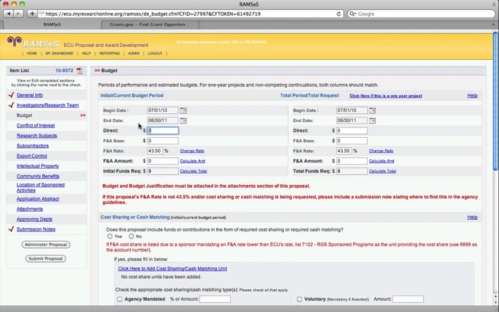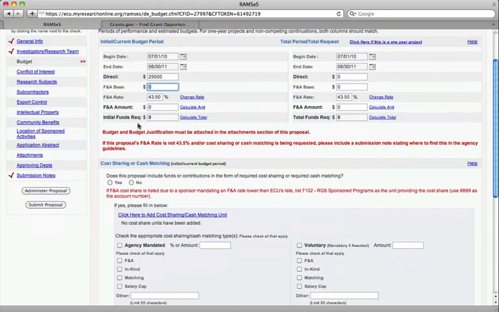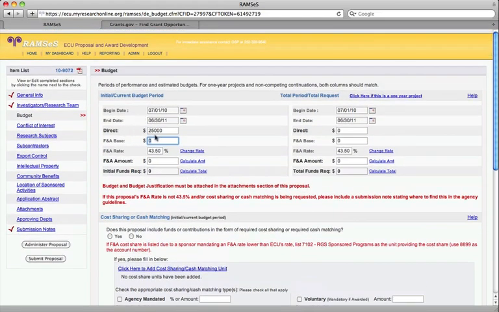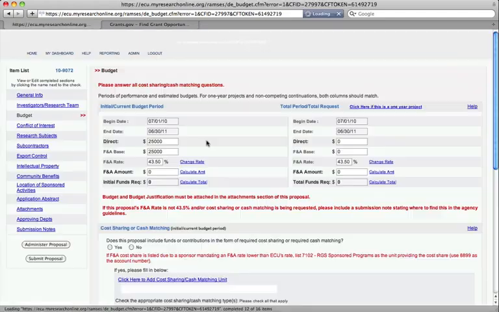We'll pull the direct cost off the OSP budget spreadsheet. In this case, we'll suppose it was $25,000. The F&A base is this number, the direct cost, minus things upon which we cannot charge F&A. You can find this number on the OSP spreadsheet under Modified Total Direct Cost on the summary page. In this case, we're going to presume that it's the same amount.